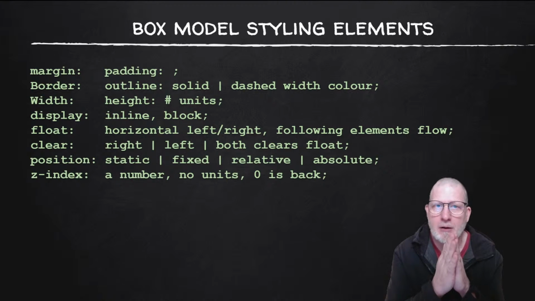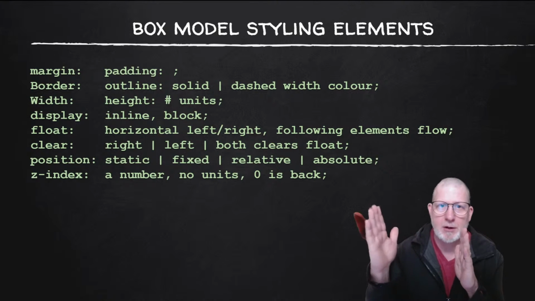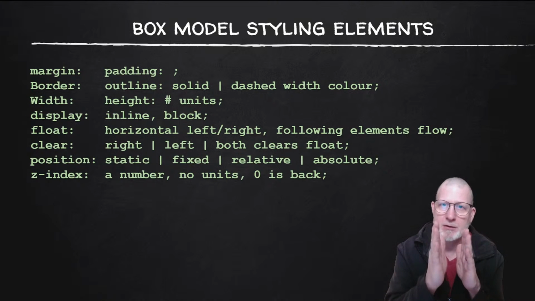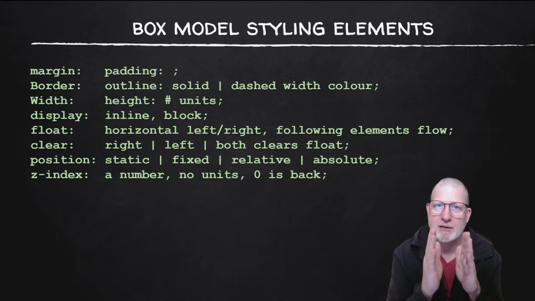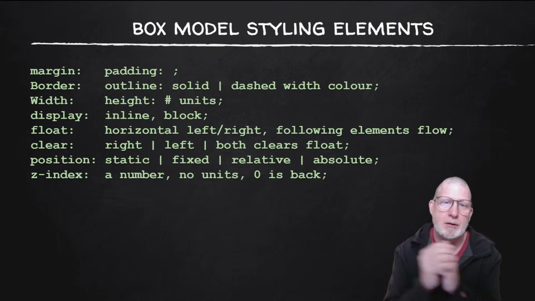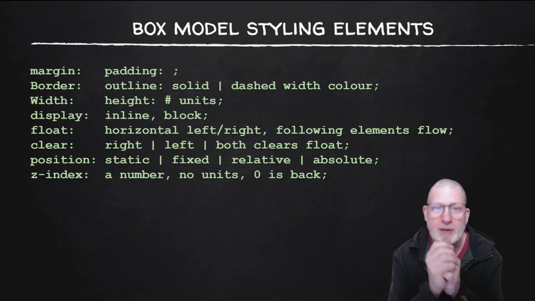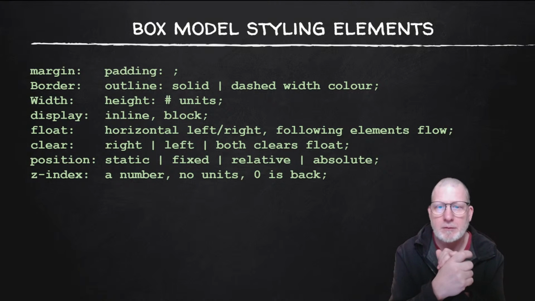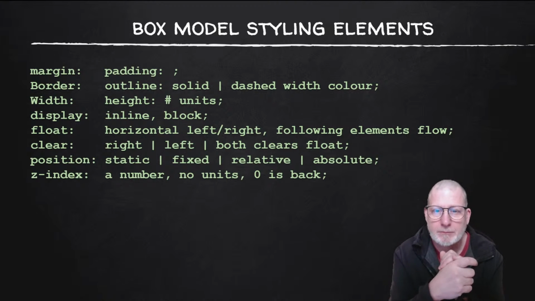0 is the farthest to the back you can go. There are no units on it. There is no maximum on it. So you could put something at position 0, something at position 50, something at position 5,000. The 5,000 position Z-index is going to be in front of the thing at 50 as a Z-index. So you can layer things in the browser to make them look nice.